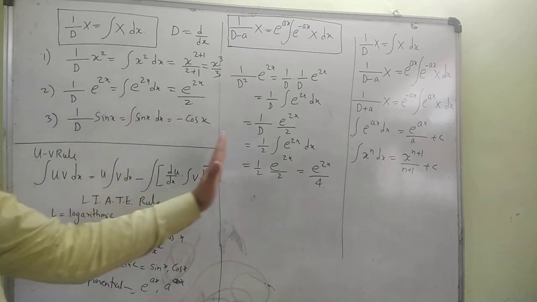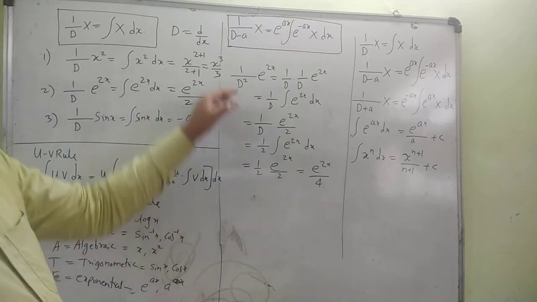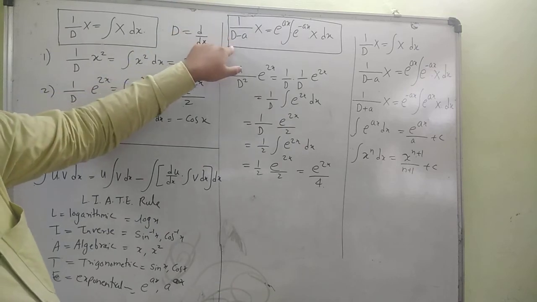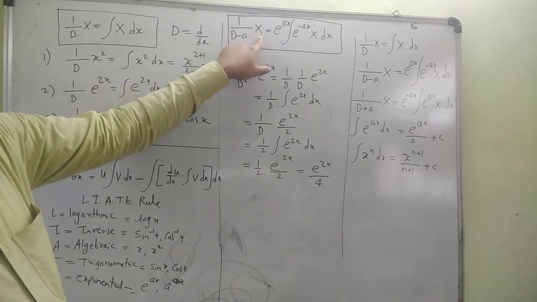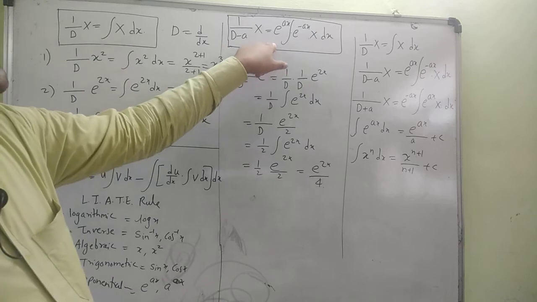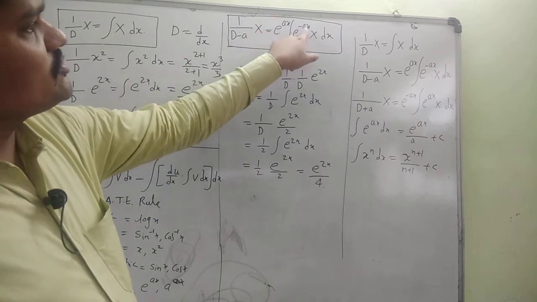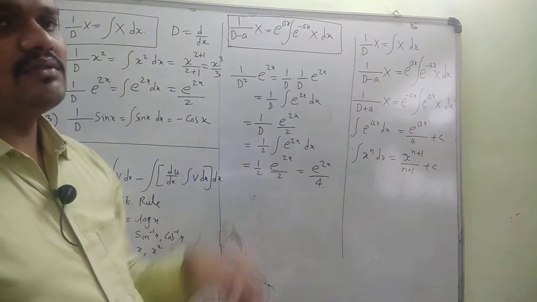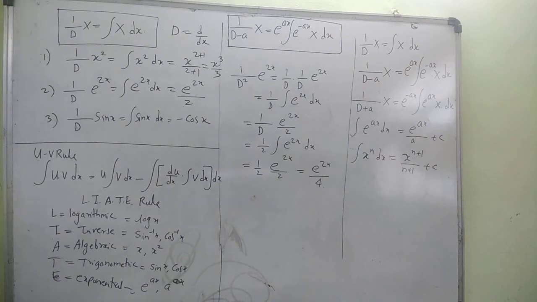The second point that we are dealing with now is 1 upon D minus a of the function of x, which is equal to e raised to ax integration of e raised to minus ax into X dx. This is one of the formulas.